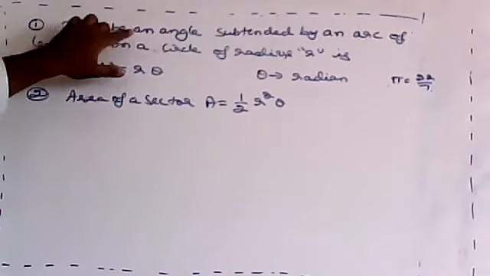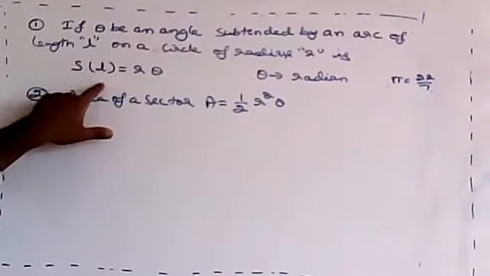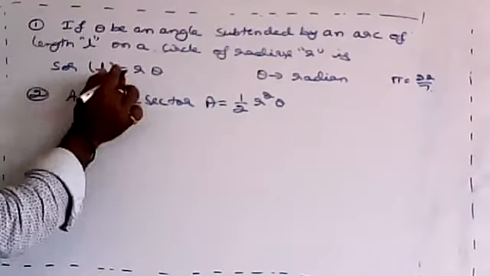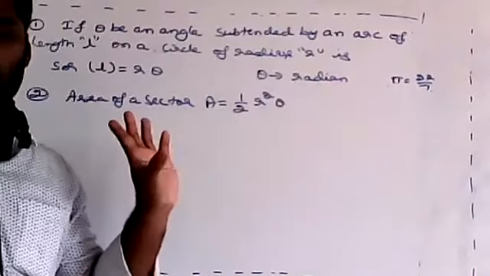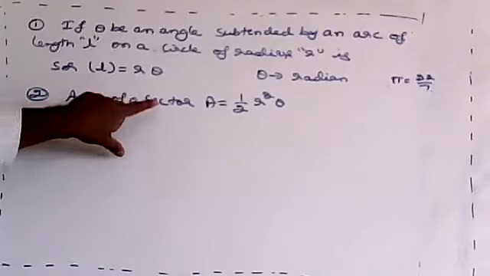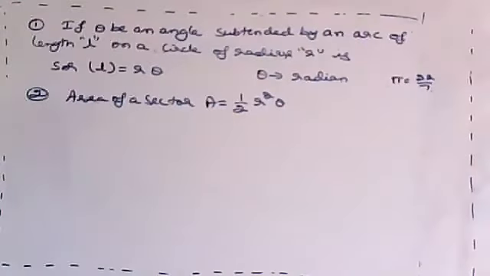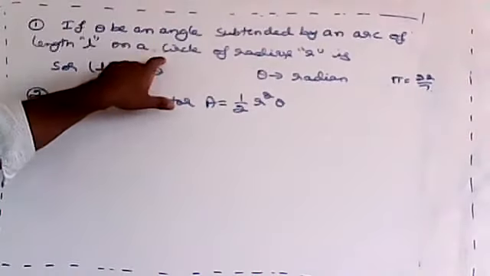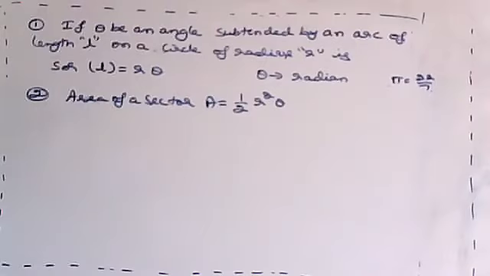So first one is what? If theta be an angle subtended by an arc of length L on a circle of radius R, it is given by S or L, both we can say. L equal to R theta. And remember, theta should be in the form of radian only, always. And in the same way, if they ask to find the area of a sector, A is equal to half R square theta. Clear? So on the basis of this, we'll solve the problem. If they give length and radius, we have to find theta. Sometimes they'll give radius and theta, and you have to find the length of the arc.